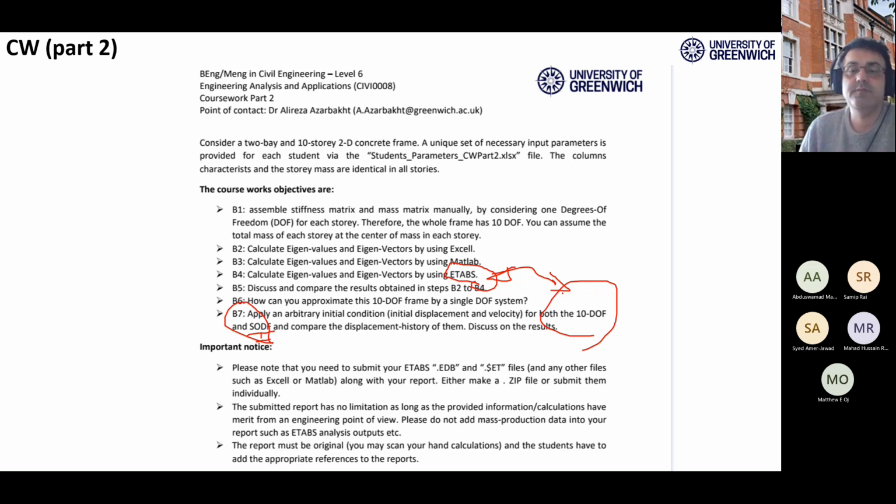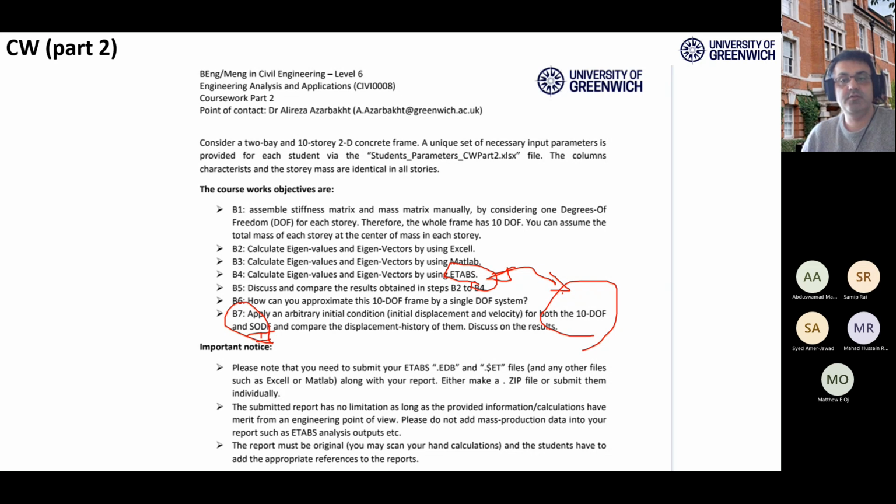The comparison between these two responses makes a foundation to judge the accuracy of B6, because in the B6 section you have idealized your 10-story building with a single degree of freedom system. So the B7 section will show if this assumption is correct or not.